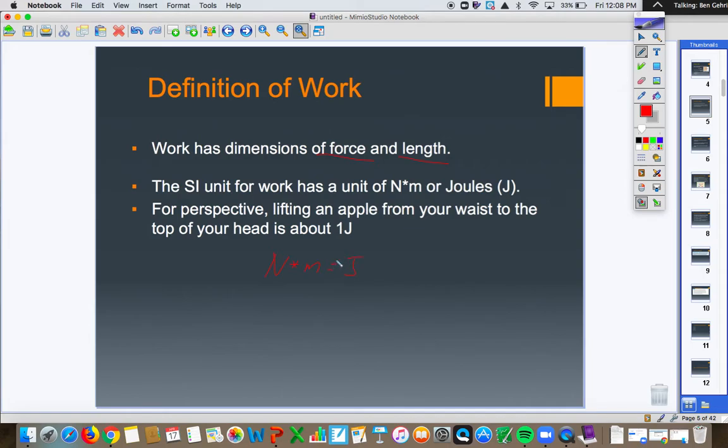joule. If you struggle remembering that work is in joules, just think if you want to buy a joule, you have to do work to get money to buy joules. So work gets you joules. And so that is a unit there, which is equal to a newton meter. For perspective, if you take an average size apple from your waist, and place it on top of your head, that's doing about 1 joule of work. So that gives you a little bit of an indicator of what a joule is.